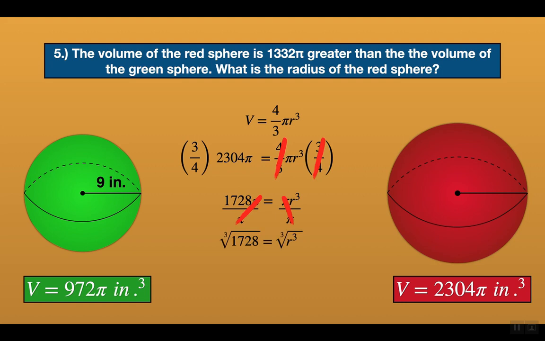That means what number to the third power equals 1,728. Now your calculator or your iPhone will have a button for getting the cube root. If you don't know how to get the cube root of a number, make sure to ask your teacher. But when you get the cube root of 1,728, that'll give us our answer, which is that the radius of the red sphere is 12 inches.